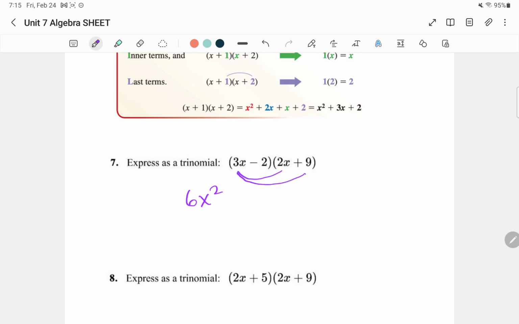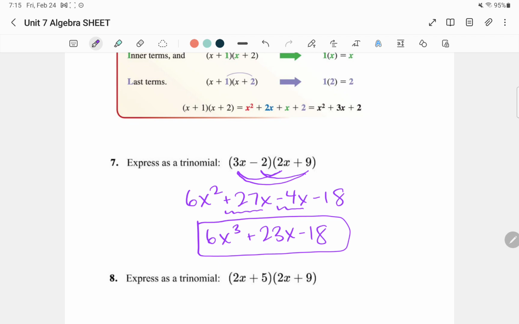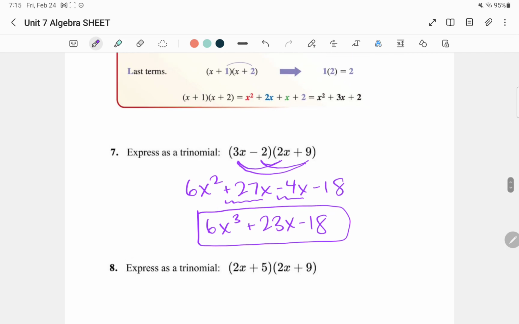Now we're going to do outside. So 3x times 9 is 27x. Then we're going to do inside. Negative 2 times 2x is negative 4x. And then we do last. So negative 2 times 9 is negative 18. I still have to combine these like terms right here. So 27 minus 4 gives me 23. And then I bring down the minus 18. So that is FOIL. You don't have to use the boxes if you have two binomials like this. So go ahead and pause the video and try number 8.